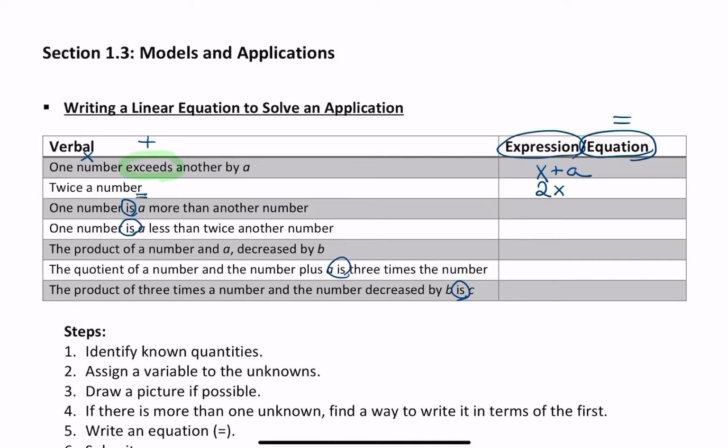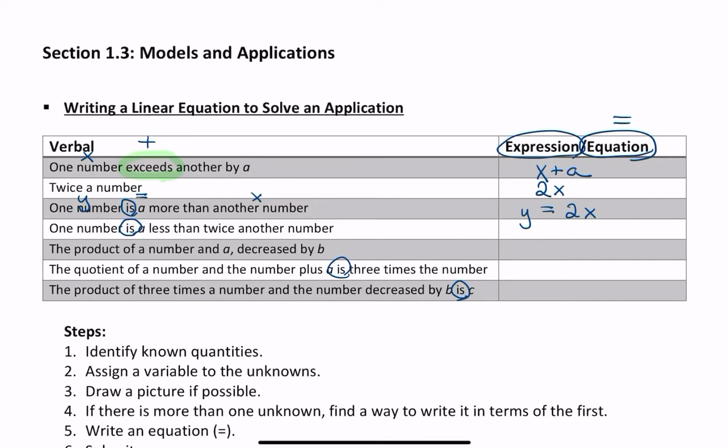So here we've got one number is A more than another number. So here we've got two numbers that we don't know. Let's call one X and one Y. So I'm going to call this first one Y and this second one X. So that's going to give us Y is twice another number. So 2 times the X.